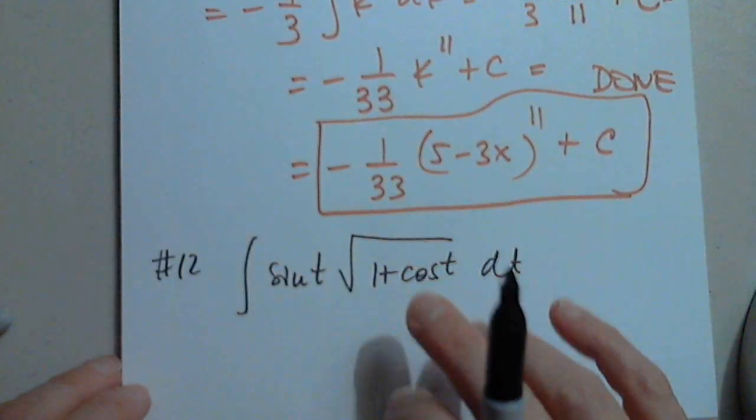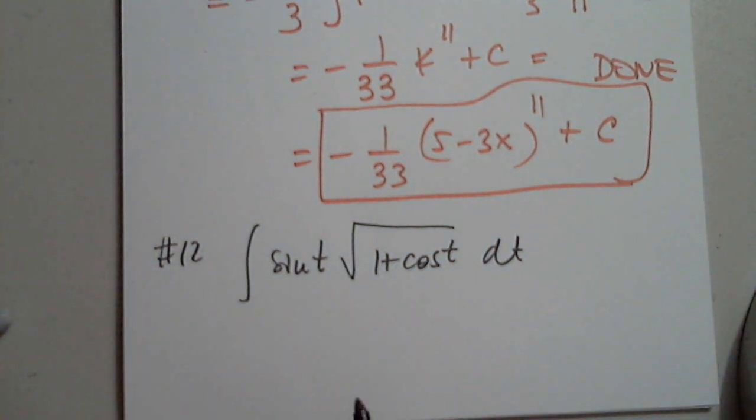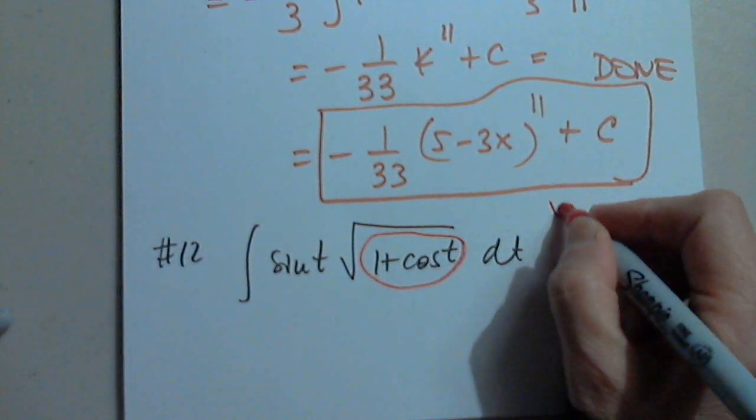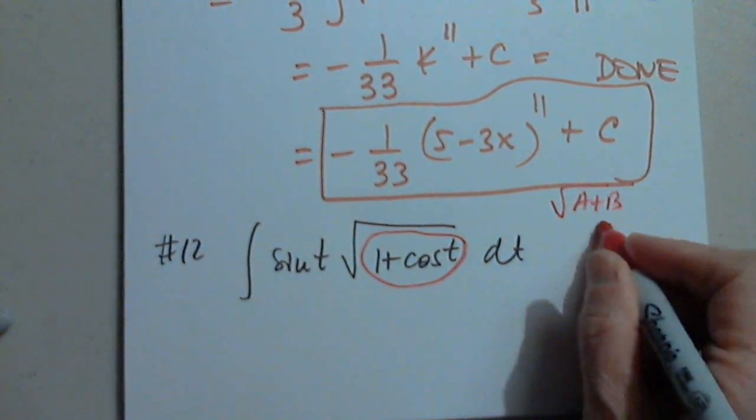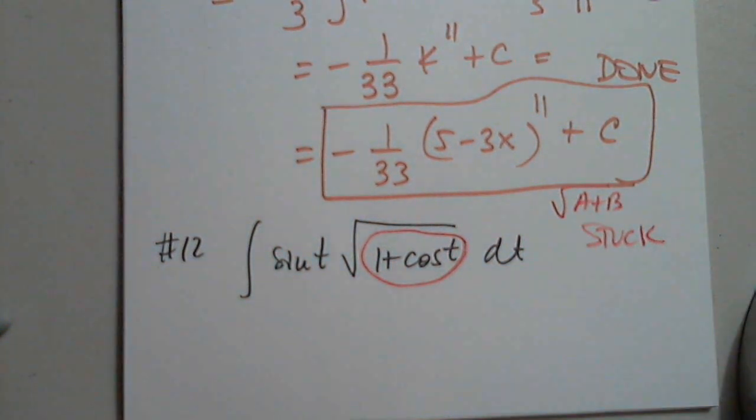So what do you think the problem is here? Look at this function, decompose it in your mind, and say, oh, I know, the problem is this. Well, 1 plus cosine. Absolutely, this is the problem, because the square root of a plus b is stuck. Exactly, that is the problem.